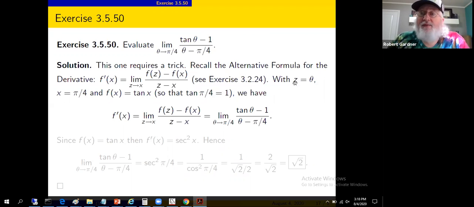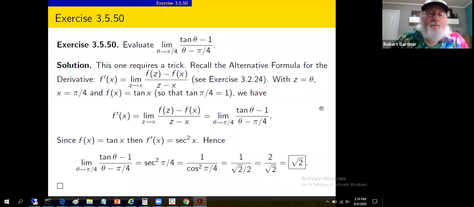So if we cleverly choose, bad test question because it's more of a trick than anything insightful. If we make these choices for z, x, and the function, then we see that we can rewrite the limit they've given us as this alternative form of the definition of derivative. All right. Well, if f of x equals tangent, then what is the derivative?